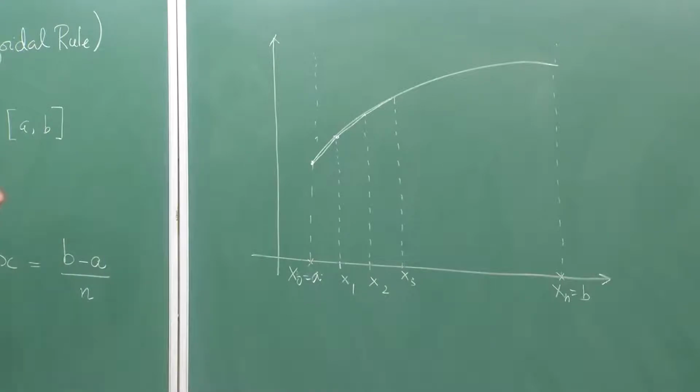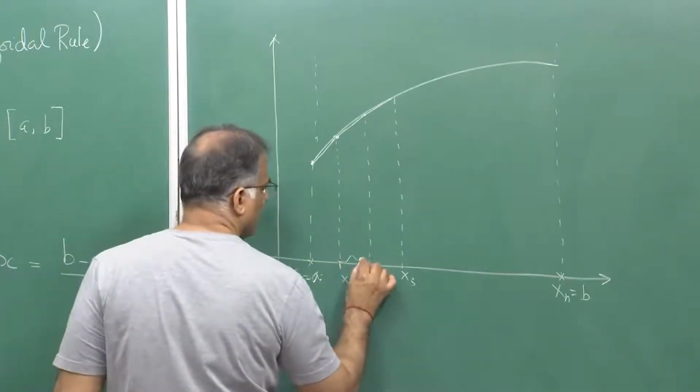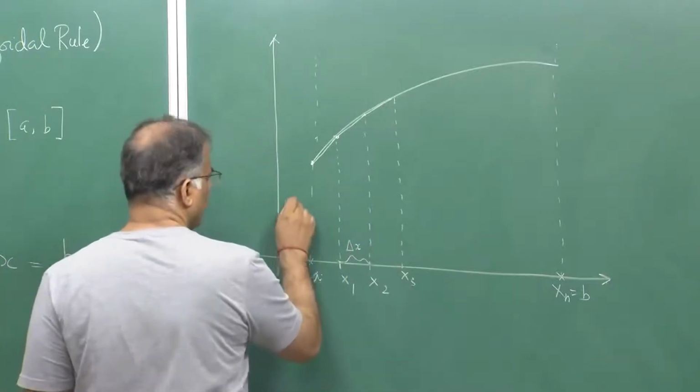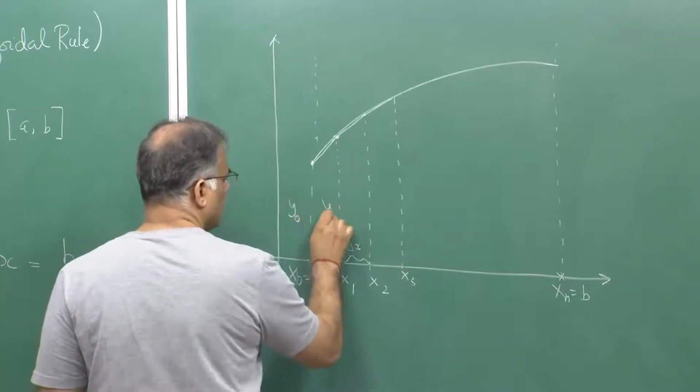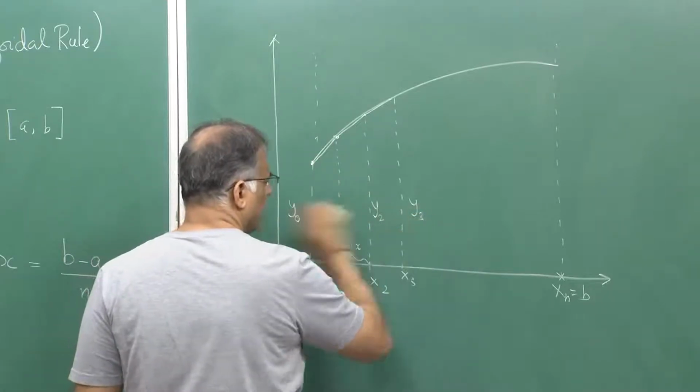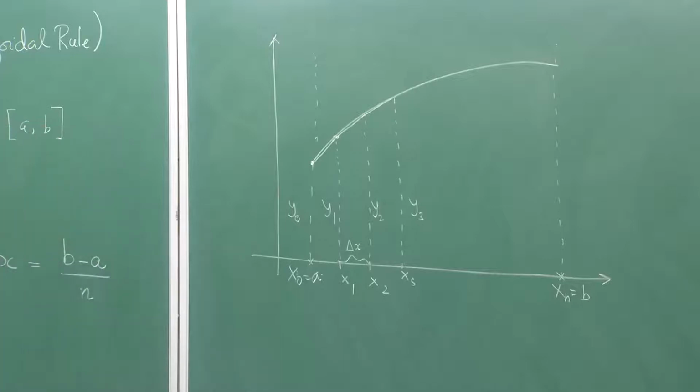Each of these trapezoids, for example this trapezoid, has a base. I will call this length y0, this y1, this y2 and this y3 and so on. The function values are basically f of x1, f of x2. I am calling them y1, y2, y3 just to keep in mind that every time I need not have a function given to me, it could be just some x and y's.